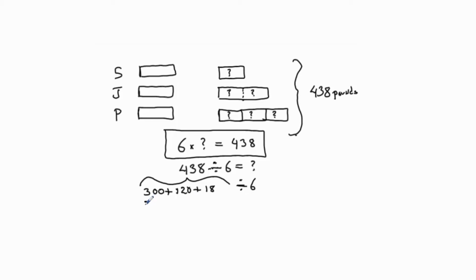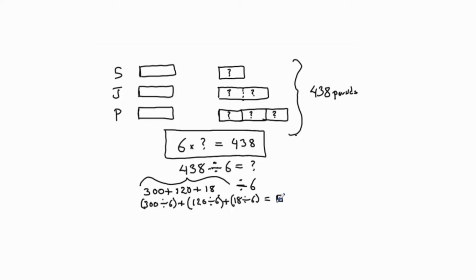So I need to find out what 300 divided by 6 is. Then I need to add that to 120 divided by 6. Then I need to add that to 18 divided by 6. And when I get finished, that will tell me the size of the question mark, essentially how much Sammy weighs.